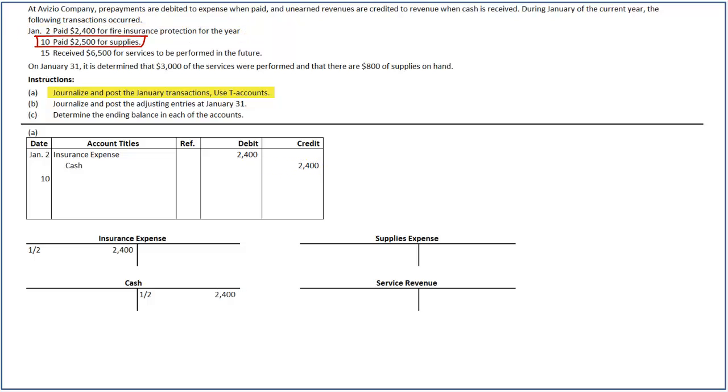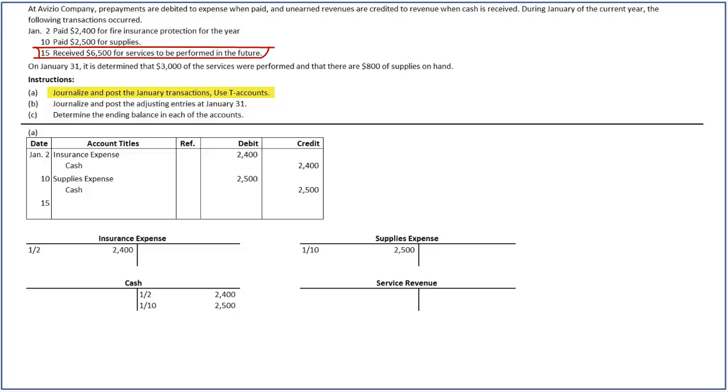On January 10th, Visio paid $2,500 for supplies. To record this payment, we debit supplies expense, an expense account, for $2,500 and credit cash, an asset account, for the same amount. To post this transaction, we record $2,500 in the debit column of the supplies expense account and $2,500 in the credit column of the cash account.